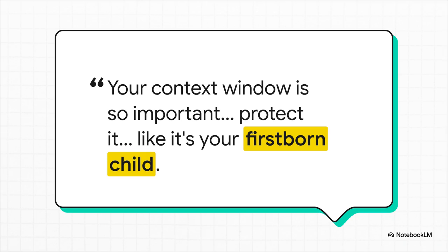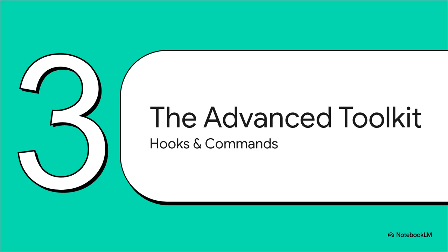The absolute key to getting high-quality output from Claude is to be disciplined, to be ruthless in protecting what you let into its context window. So, protecting the context window is the goal. We get that, but how do you give Claude the information it needs without totally cluttering its memory? Well, the answer is in the advanced toolkit: hooks, slash commands, and subagents.